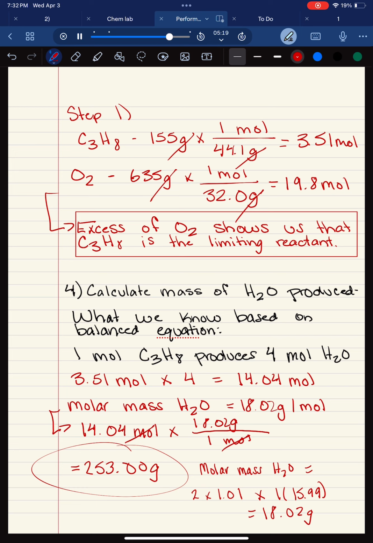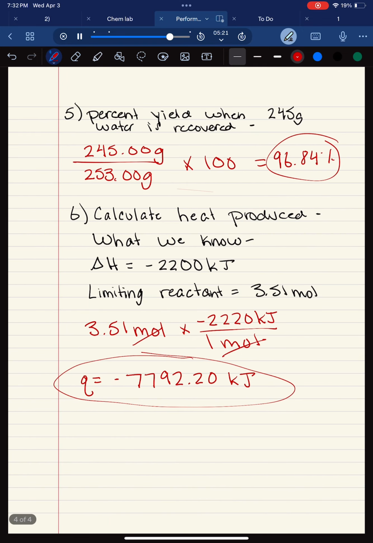And then next we're going to calculate our percent yield. All we're doing here is dividing the 245 grams that we got from the last equation by the actual, which was 250, or the actual, by the actual, so 253 grams, and then we're going to multiply by 100, so we come out to 96.84%.